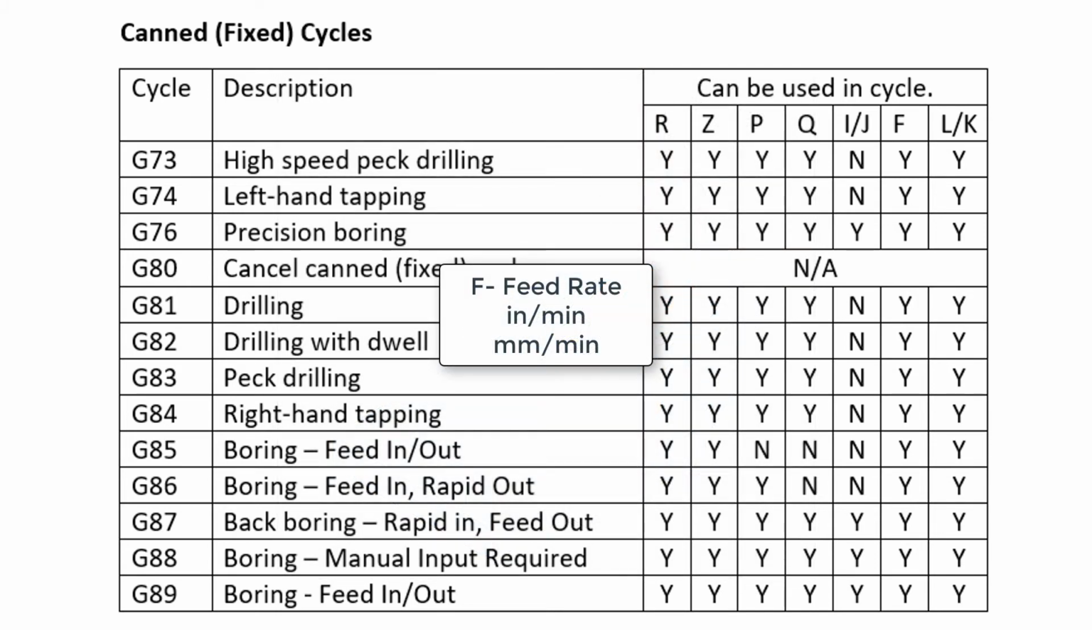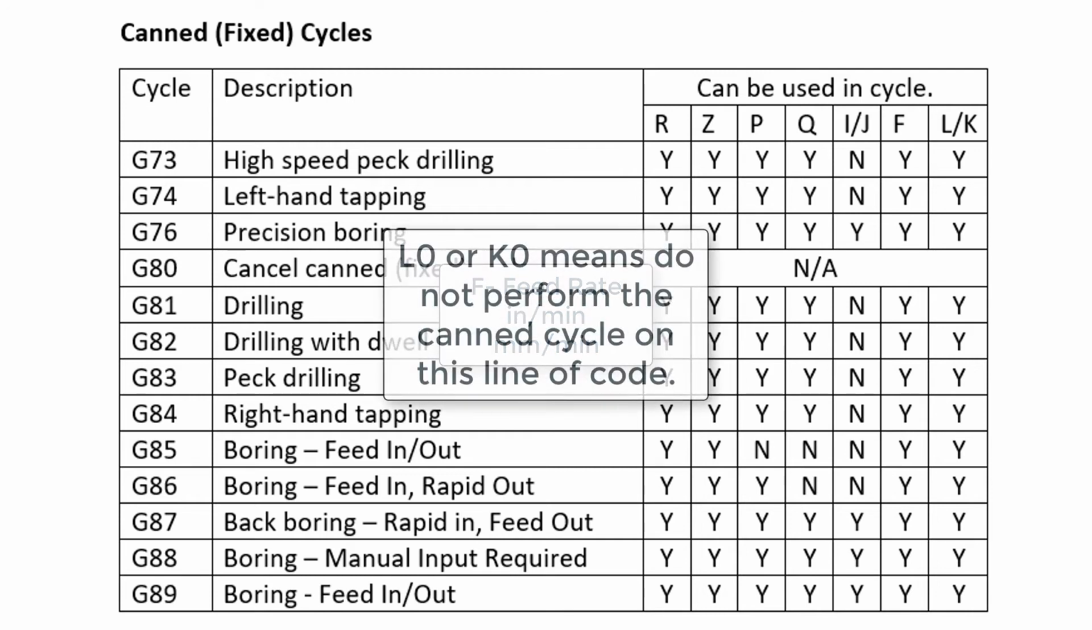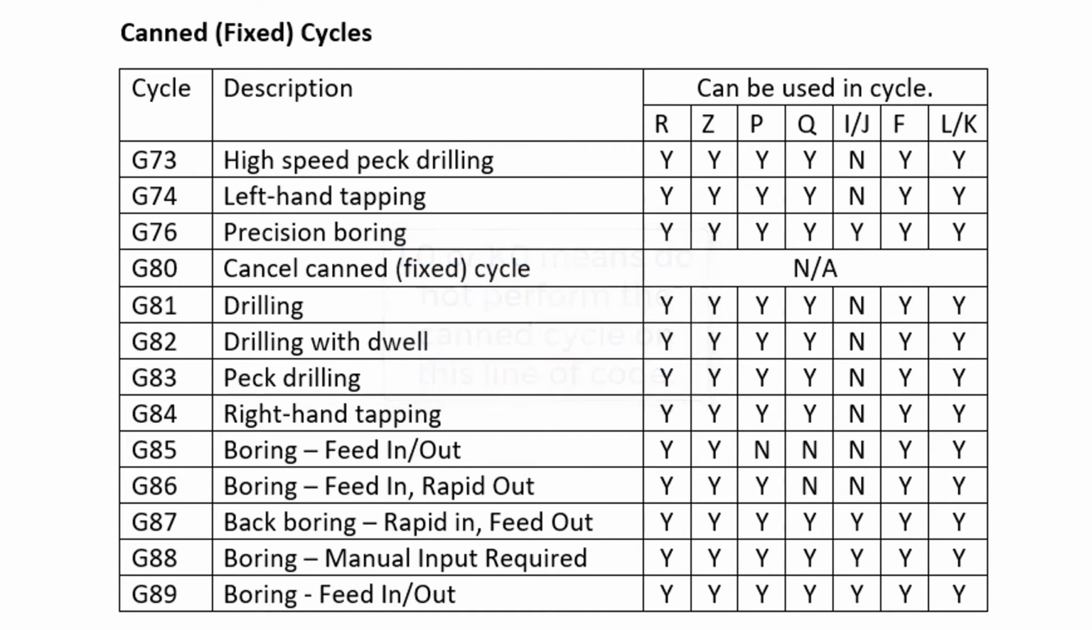F is the feed rate for the tool, typically in inches or millimeters per minute. And L or K are the repeat commands. When used on the CAN cycle line, an L0 tells the machine not to perform the hole making operation at the current location. Some controllers use L and some use K, so you will need to check the manual to see what your machine accepts.